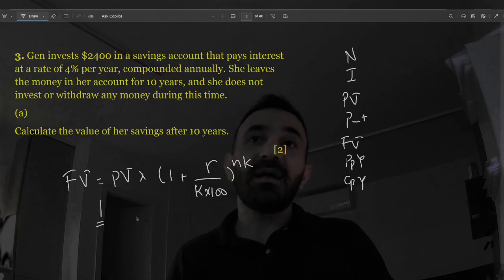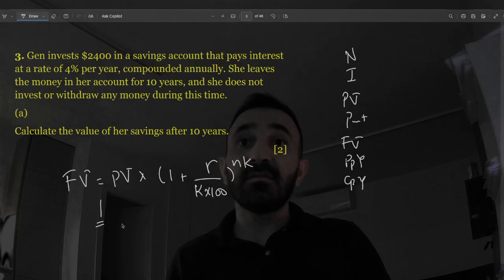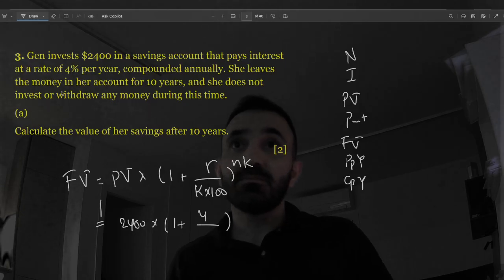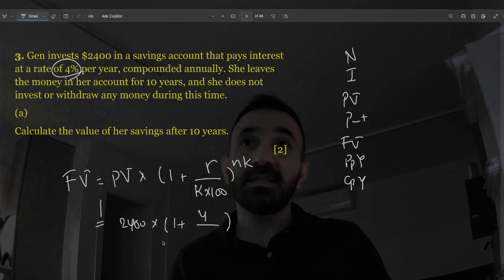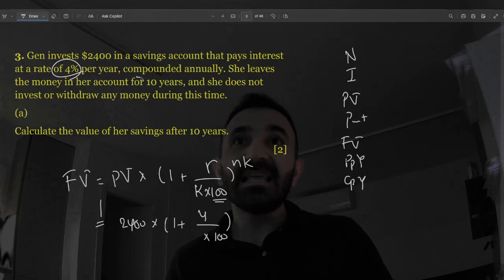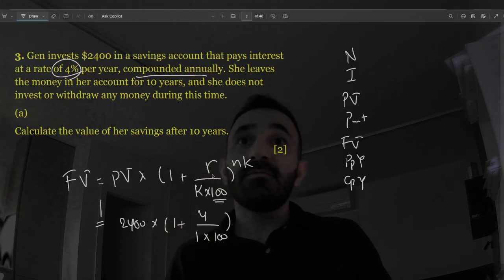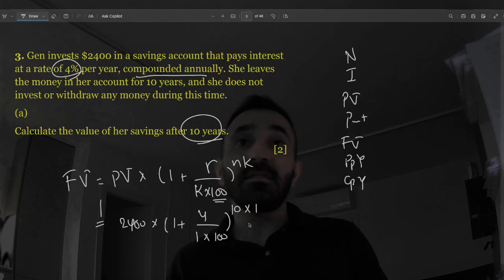How can I find the future value? Present value is 2,400 times 1 plus, what is R? R is 4%. R is the value here, 4%. You don't need to put it in decimal because you're dividing it by 100 in the formula. What is K? K is the number of compounding per year, compounded annually, so it means once a year. N is the number of years, 10 years, so N is 10 times 1.